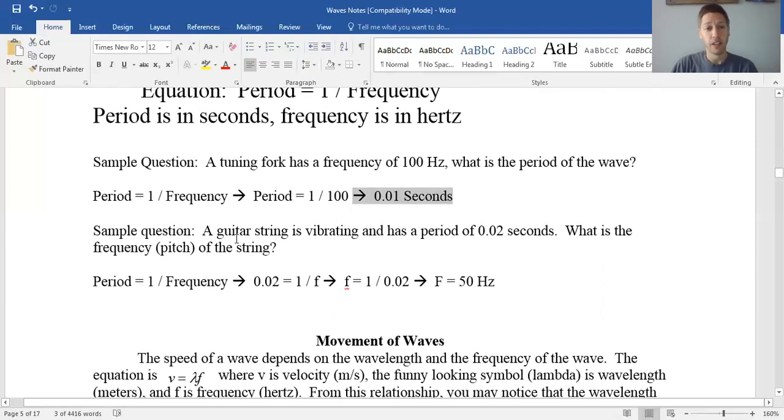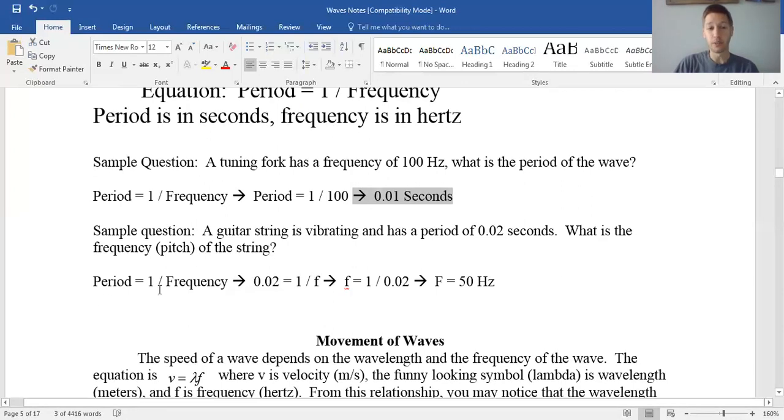Go another way. Let's say we have a guitar string vibrating and we have the period. The period is how long it takes for it to go down and back. So think about plucking your guitar string. What's going to happen is your guitar string is going to go to the right, go to the left, and we're saying that it goes through the whole cycle in 200ths of a second. What pitch would you hear? What frequency is going to be generated by the guitar string?